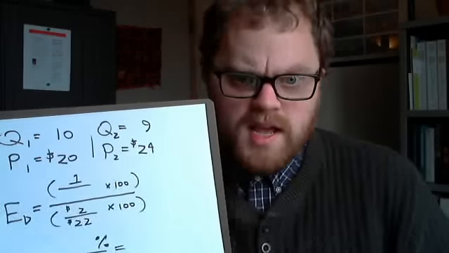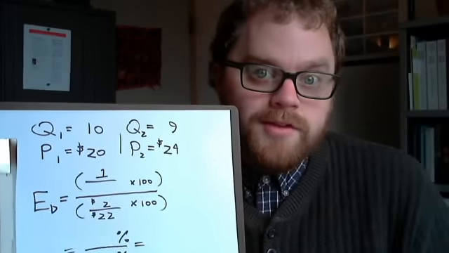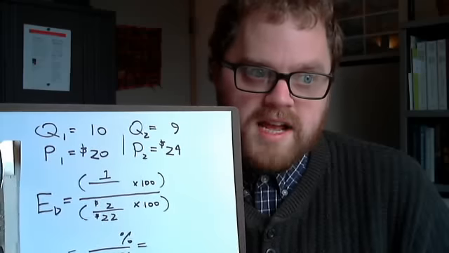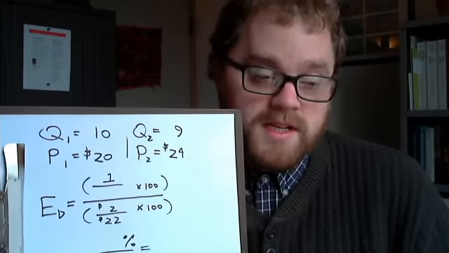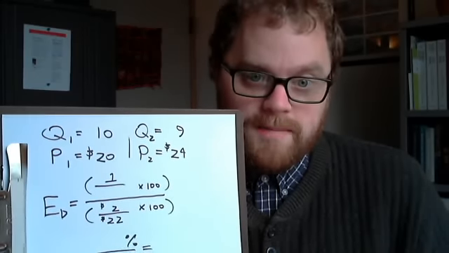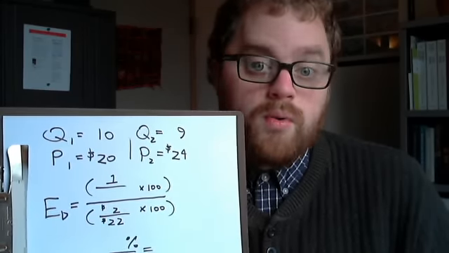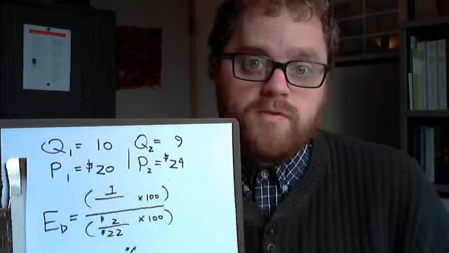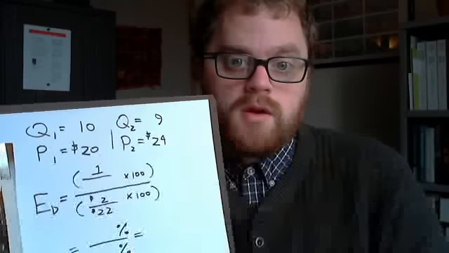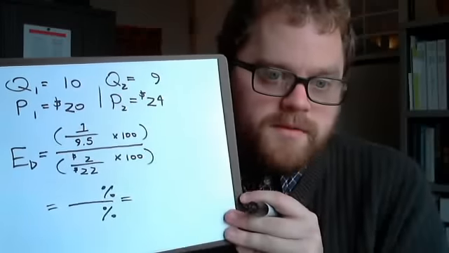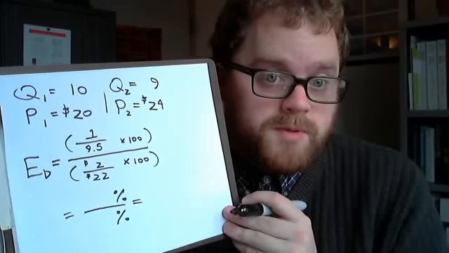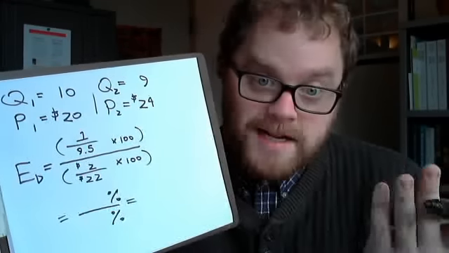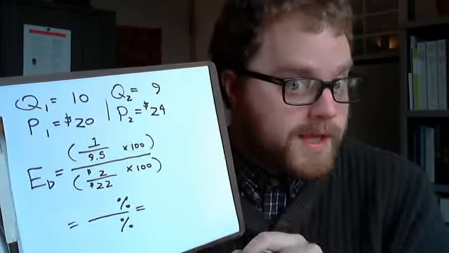Okay, the average here is pretty easy, right? The average of 10 and 9 will be 10 plus 9, 19, divided by 2, which should get 9.5. That's the average for the quantity that'll go here in the denominator. So 1 divided by 9.5, and then of course we'll multiply that by 100%. And now we'll do the exact same thing for price.